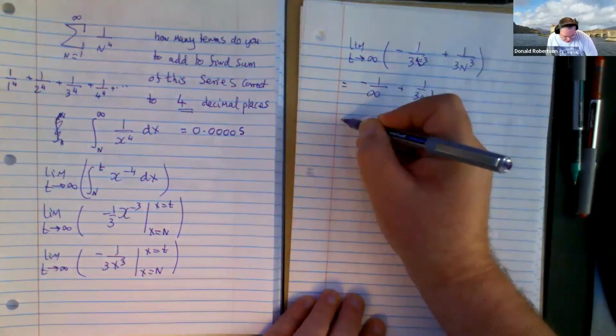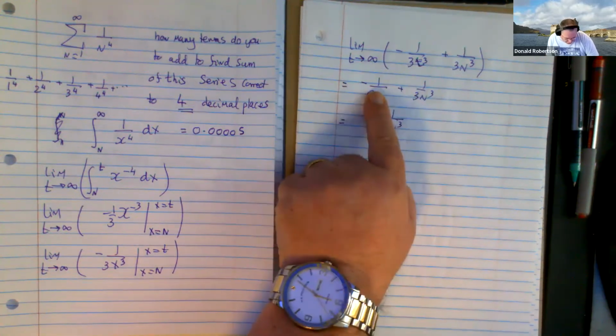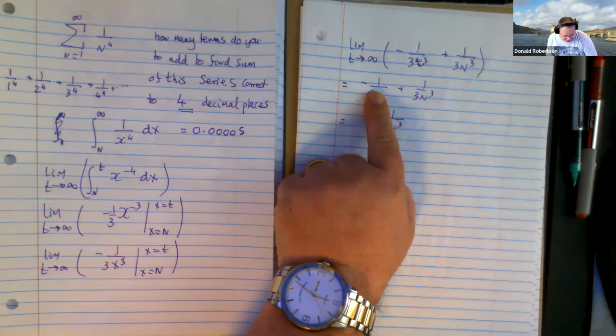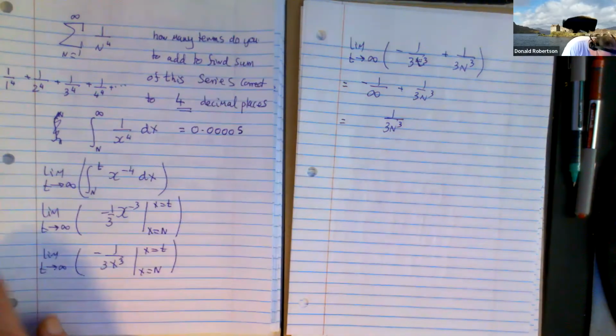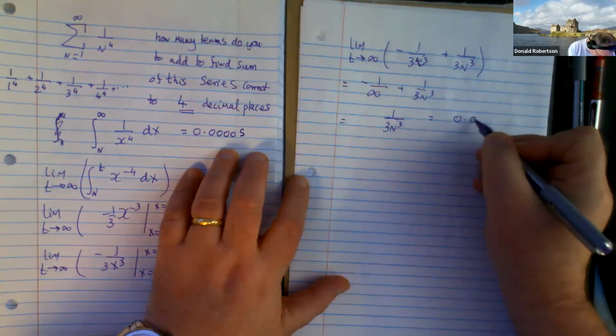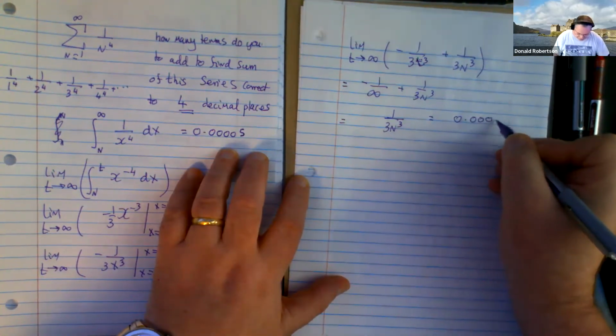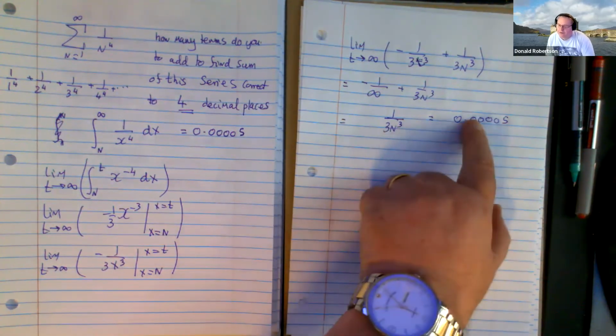Right, you have this limit, you plug in infinity, you get -1 over 3 infinity cubed, which is just 1 over infinity, which is 0. And then you get this term, because taking away a negative makes an add. Now, this has to equal 0.00005. And I now have to try and solve this rather ugly equation.